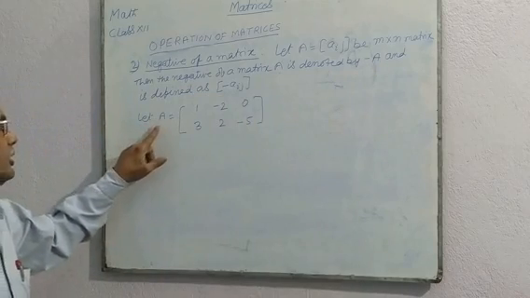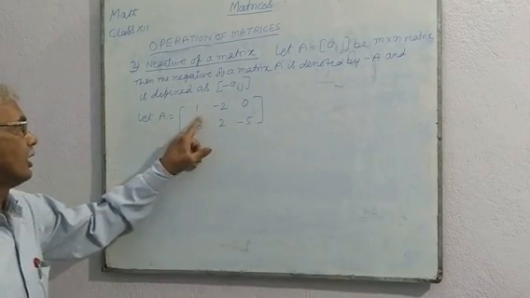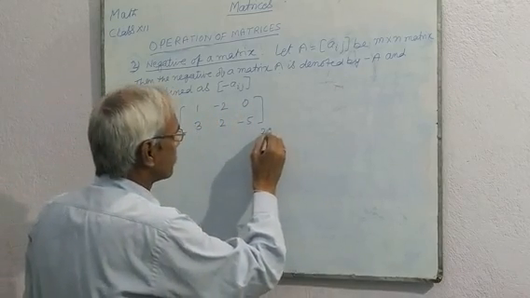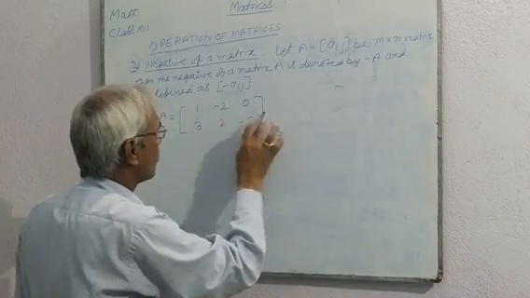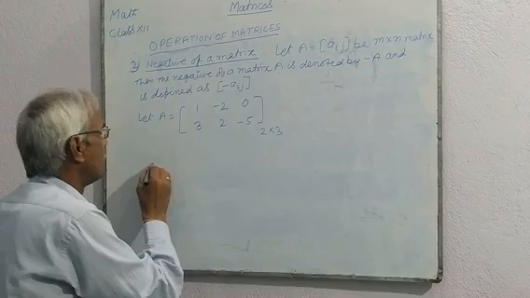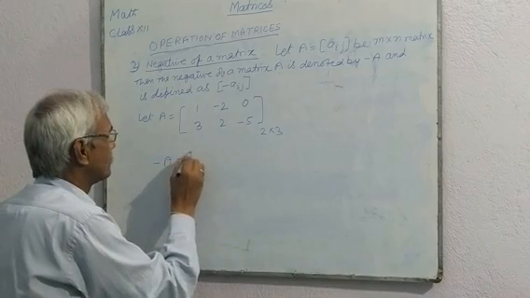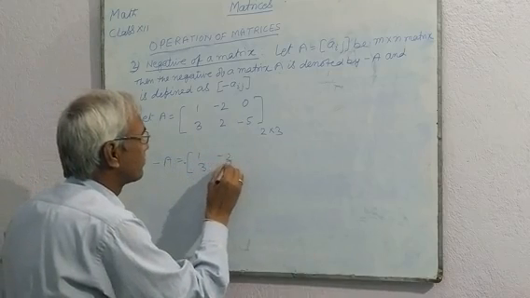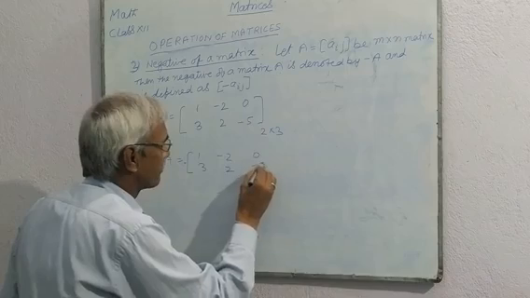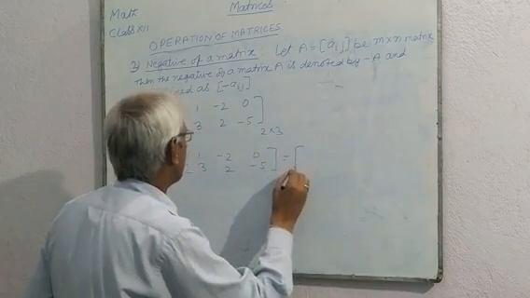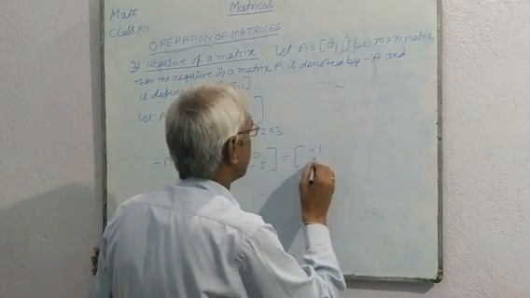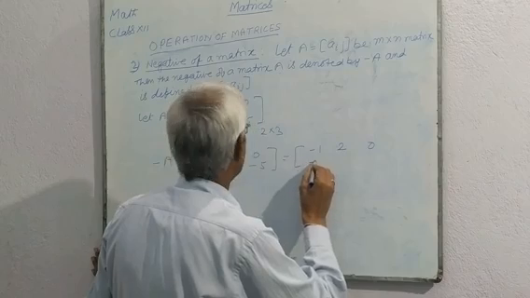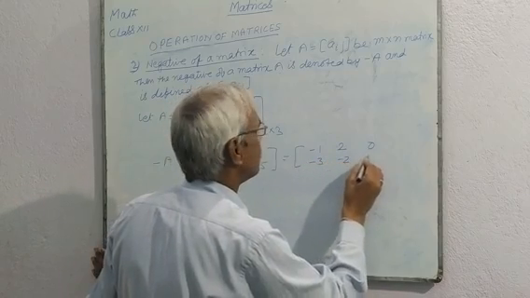For example, A is the matrix [1, minus 2, 0; 3, 2, minus 5]. That is a 2 into 3 order matrix, 2 rows and 3 columns. Minus A equals [minus 1, 2, 0; minus 3, minus 2, 5].